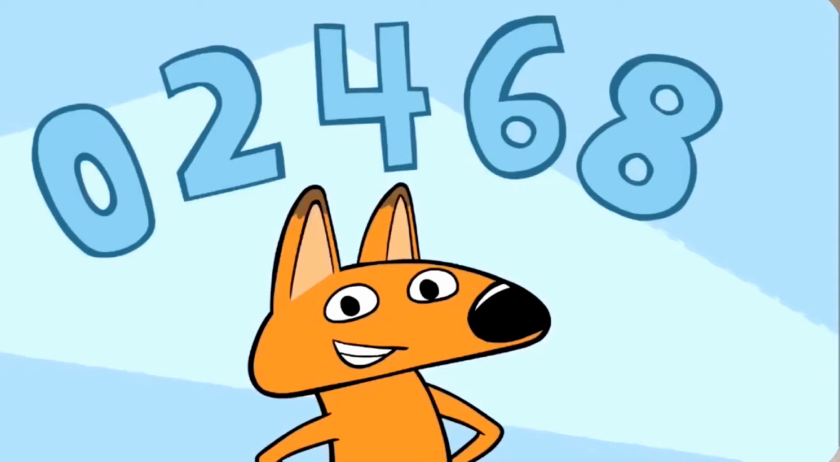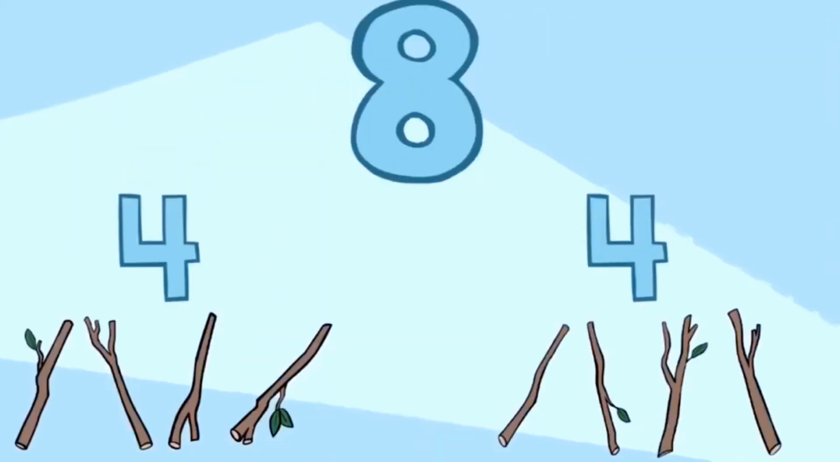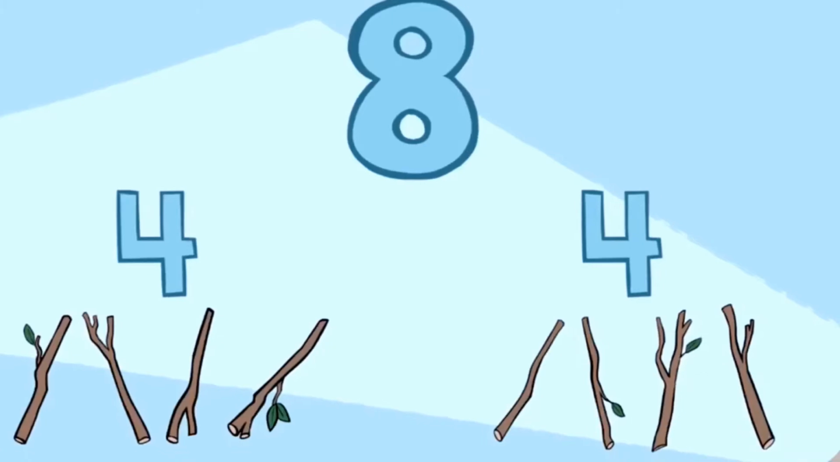Even numbers are 0, 2, 4, 6, 8 over here. Now let's find out why they are even. I have taken the number 8, which is an even number. Now I have 8 sticks in my hand and I want to divide them equally into 2 halves. How do I do it? I divide them by 2. So you can see 4 are on the right side and 4 on my left side. So therefore 8 is an even number.